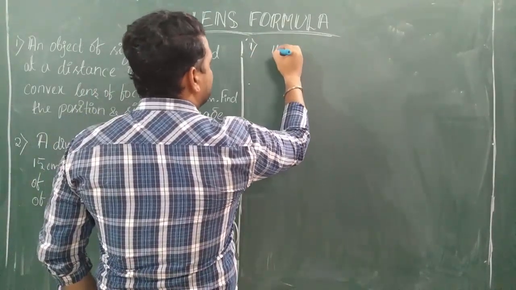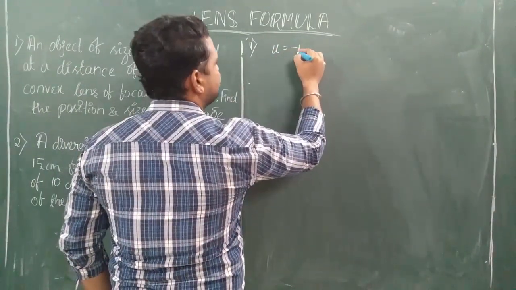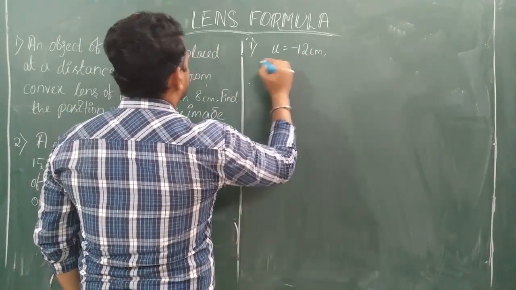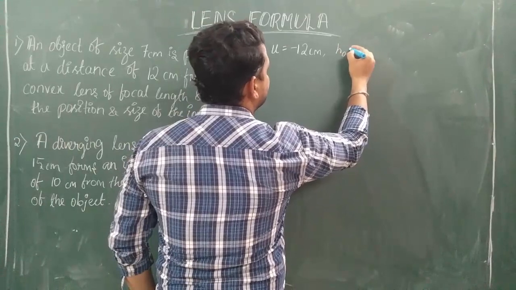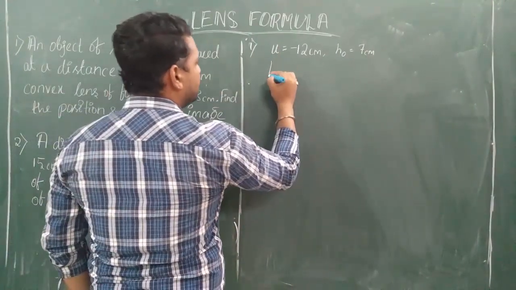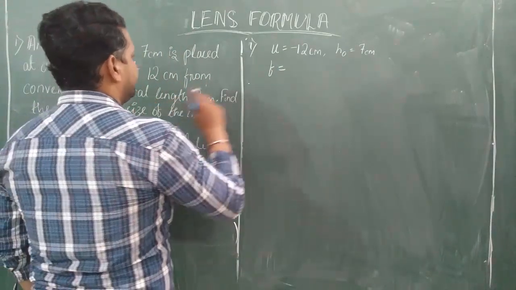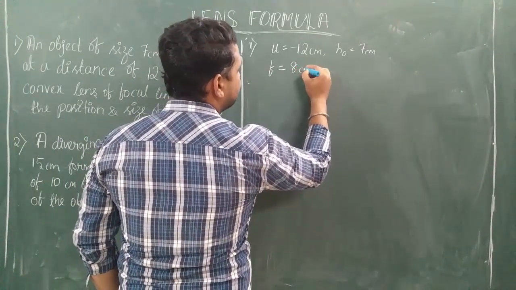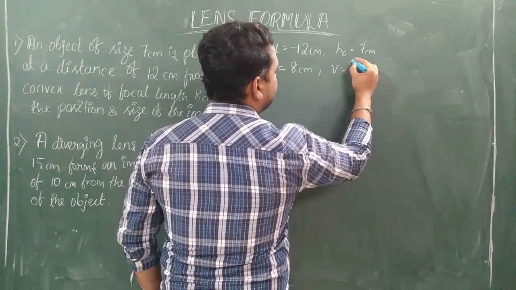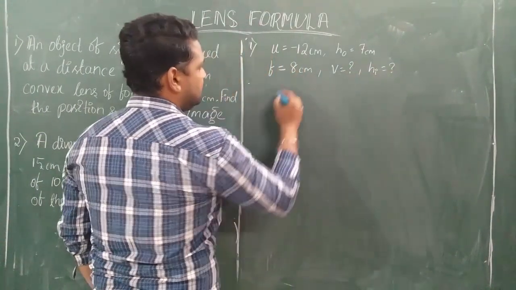Object distance u is given. u is always negative, right? So object distance will always be negative, minus 12 cm. Then the size of the object is given to be 7 cm. Focal length f is given for which lens? Convex lens. And focal length is always positive, so it will be plus 8 centimeter. You have to find the image distance and height of the image.